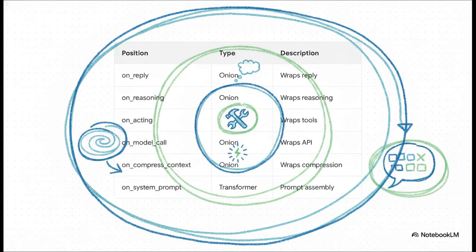Diving even deeper, onModelCall wraps the underlying chat model API call, literally the closest you can get to the raw model. We also have onCompressContext, which fires before reasoning when the agent decides if it needs to compress context, and onSystemPrompt, which fires when the prompt is assembled. It's a really complete toolkit.